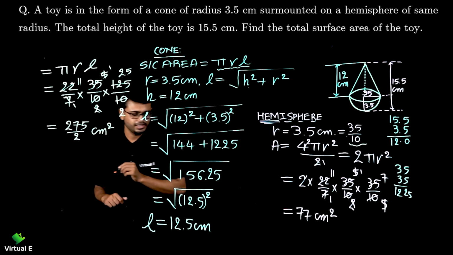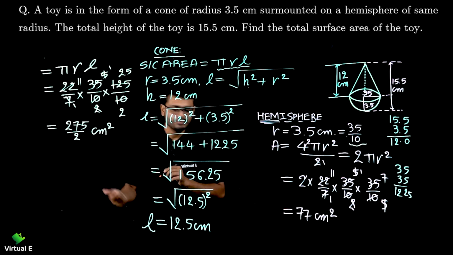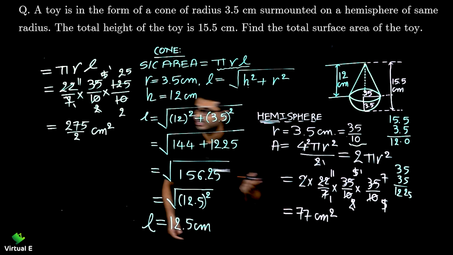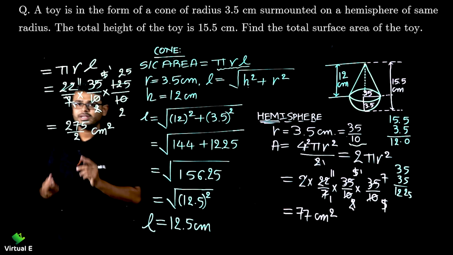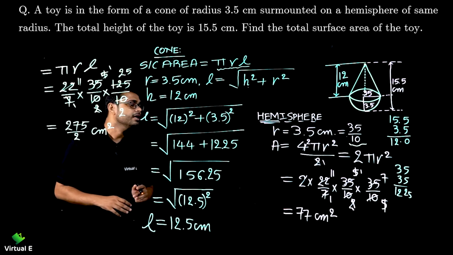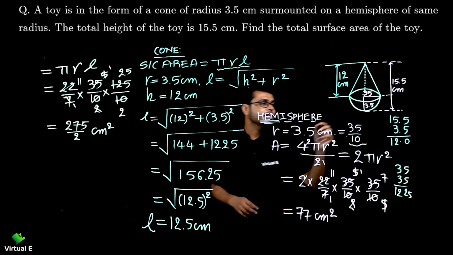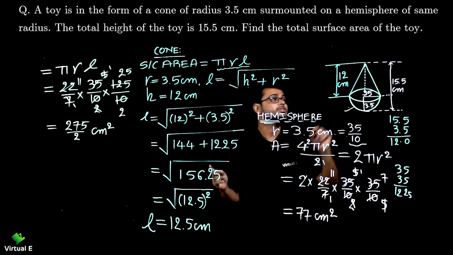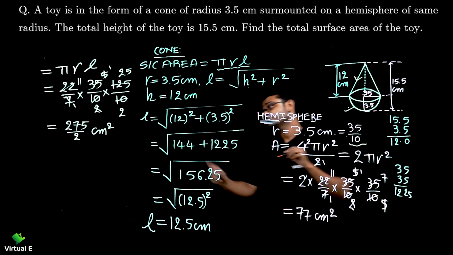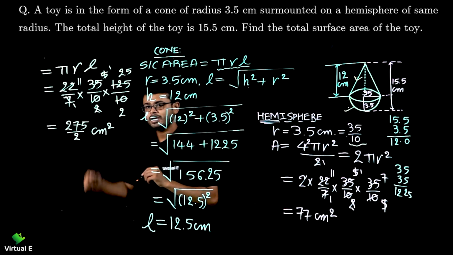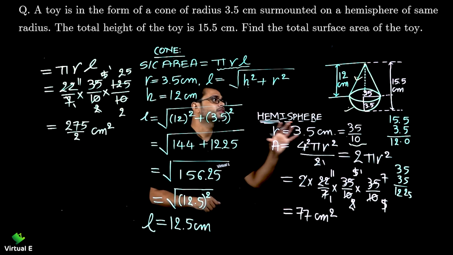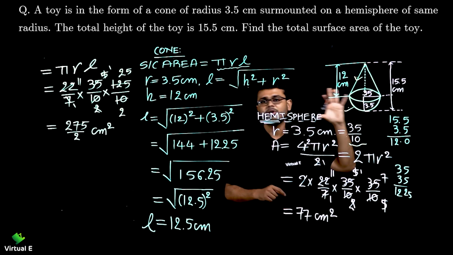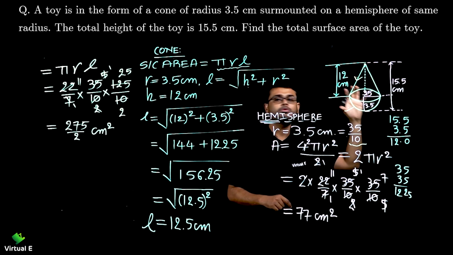If you want to get it in terms of decimal, you can still get it because both ways it will work out. We'll keep it in the form of a fraction. Done. So we have the area of hemisphere, which is 77 centimeter square. We have the surface area of the cone, which is 275 divided by 2 centimeter square. As we want the combination, right? We are talking about the combination of the solid, so we need to add it.